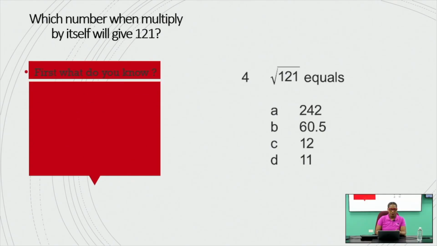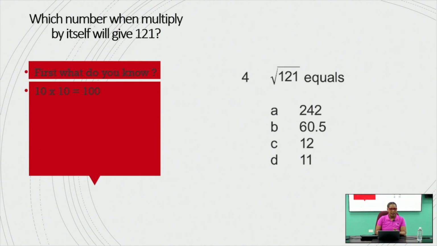What do you know? You know that 10 multiplied by 10 gives us 100. So let's look at the options that we have. Option A says 242. That clearly is not a very good option. 60.5, or 60 and 5/10, not a good one as well. So it's either C or D.